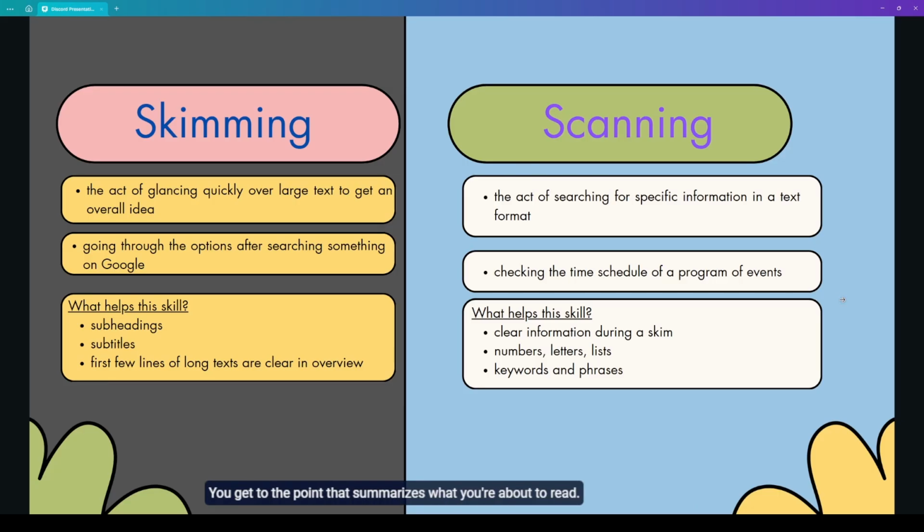And scanning is the deeper version of skimming. So that's the act of searching for specific information in a text format. It's checking the time on an event. What helps this? Numbers, letters, lists, keywords, and phrases. Clear information from the skim. So you can't scan without skimming. And I know that sounds silly, but it is what it is. That's how we learn language. That's how our brain processes language. They go hand in hand.